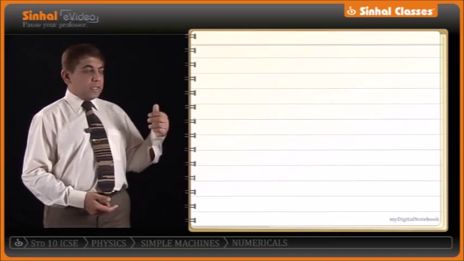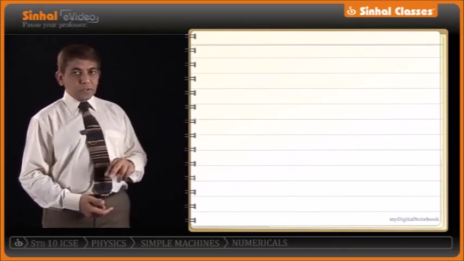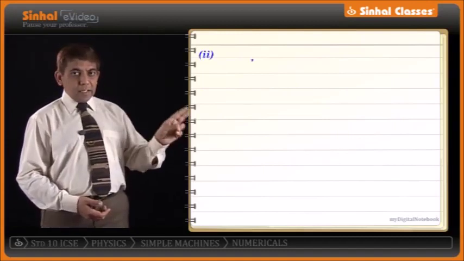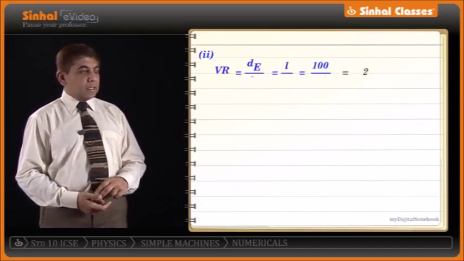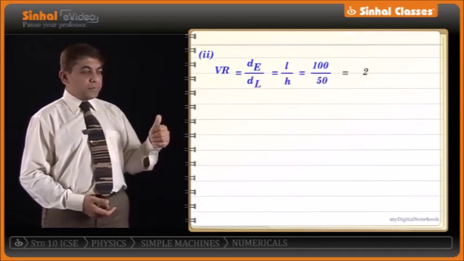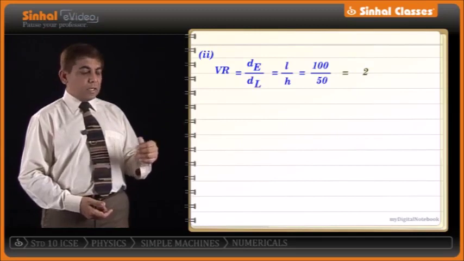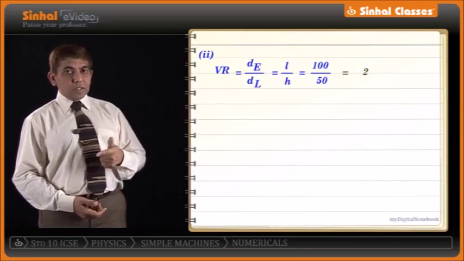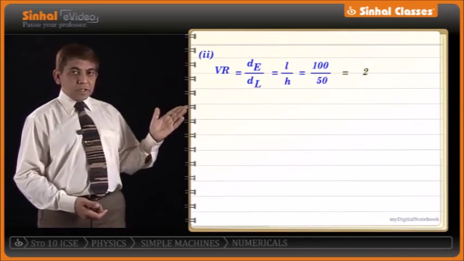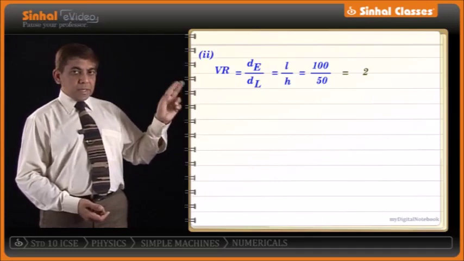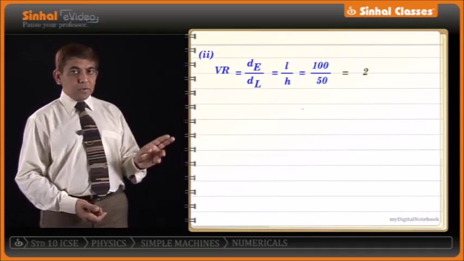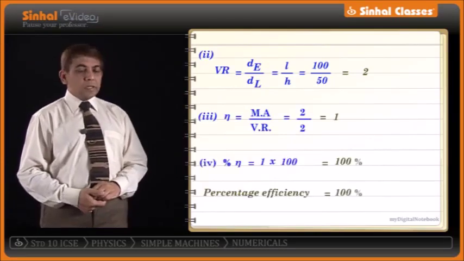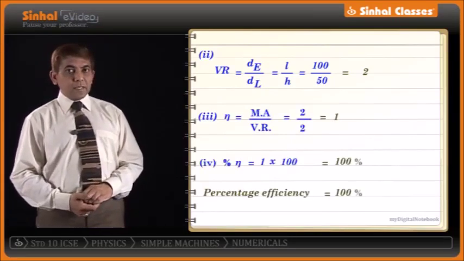Velocity ratio is displacement of effort upon displacement of load, or in terms of the right angle triangle, it will be length of incline upon vertical height. Length of incline upon vertical height, that means 100 upon 50 equal to 2. We have the MA equal to 2, velocity ratio equal to 2. So what should be the efficiency? Efficiency is mechanical advantage upon velocity ratio, that is 2 upon 2, that is 1. In terms of percentage, efficiency is 100%.